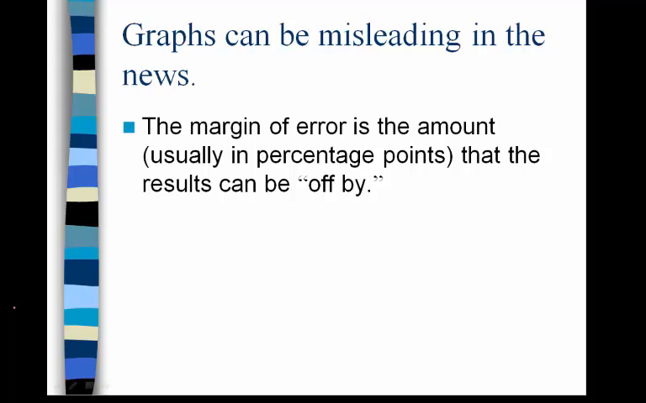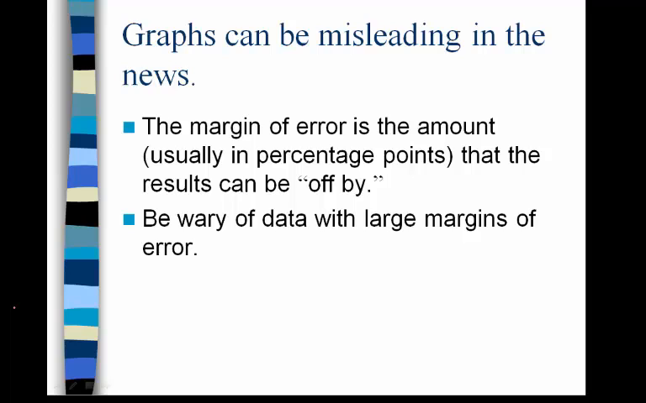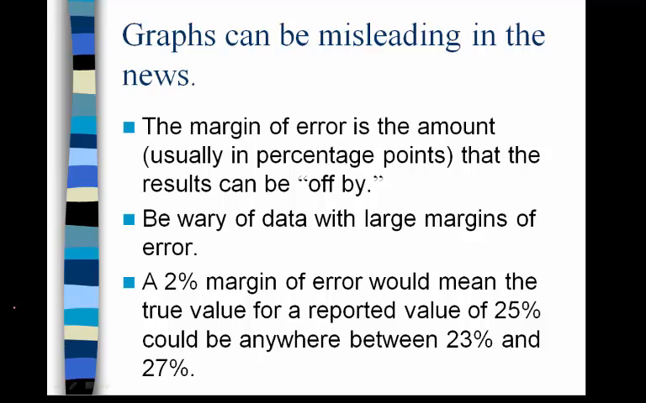Graphs can be misleading in the news. The margin of error is the amount, usually in percentage points, that the results can be off by. Be wary of data with large margins of error. A 2% margin of error would mean the true value for a reported value of 25% could be anywhere between 2% below that at 23% or 2% above the reported value, which in this case would be 27%. Margins of error of 1 or 2% are fairly common.